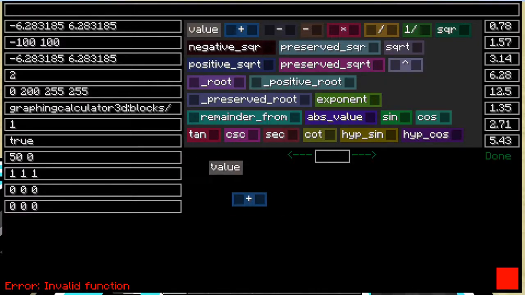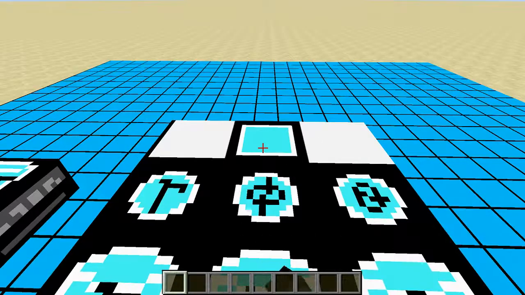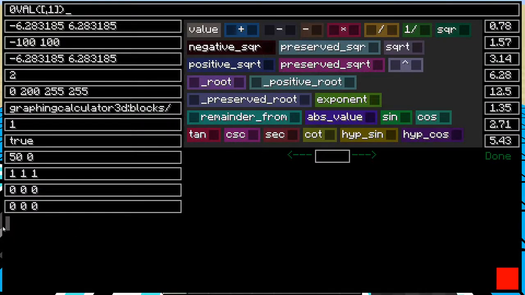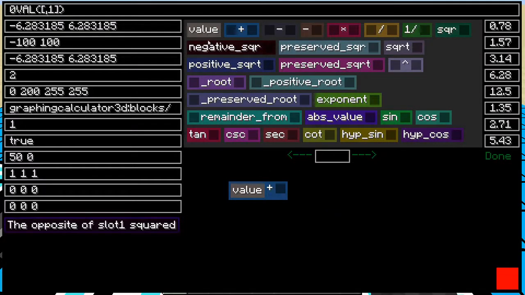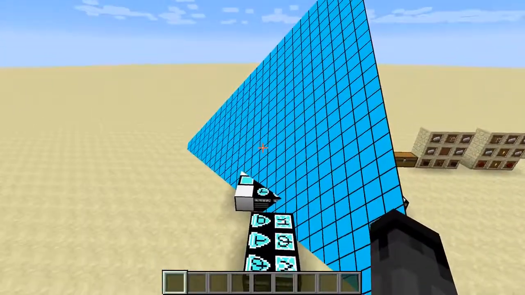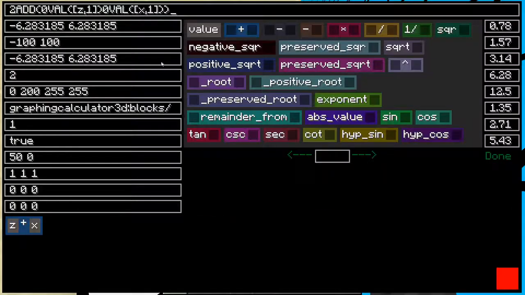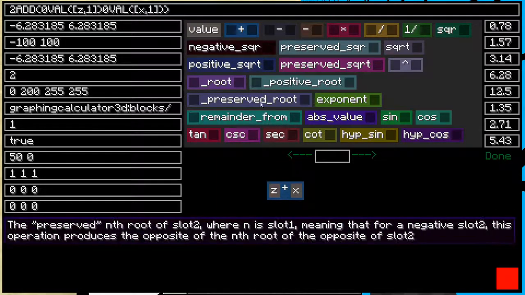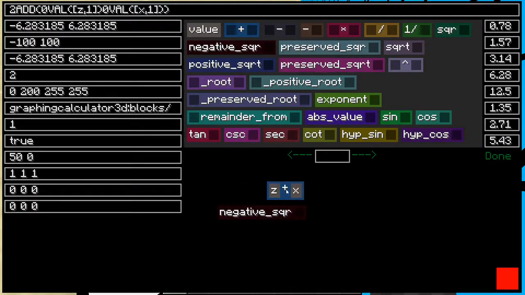So let's do x plus z. This is Cartesian, right? Indeed it is. Alright. And you can delete a block by dropping it in this little red square. Okay, so let's do x plus z. We want value plus value, and x or z plus x or z. And there we have it. So that's much nicer to deal with than this string up here, which was the previous way of doing things. Good times.